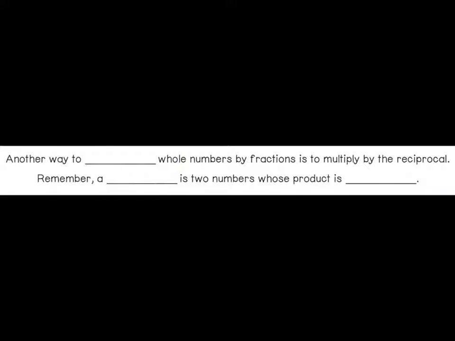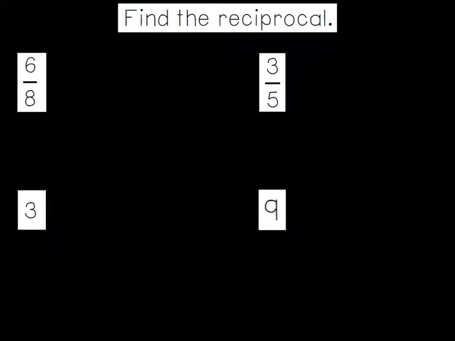Another way to divide whole numbers by fractions is to multiply by the reciprocal. Remember, a reciprocal is 2 numbers whose product is 1. We did this on our last lesson. 2 numbers whose product is 1 is called the reciprocal. So just like last lesson, we are going to practice finding the reciprocal.